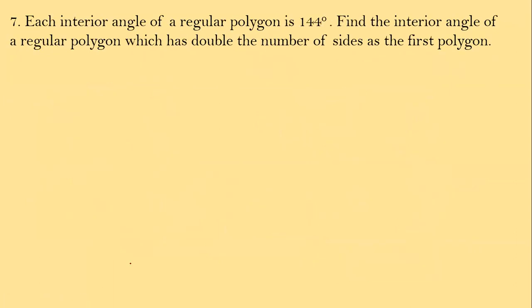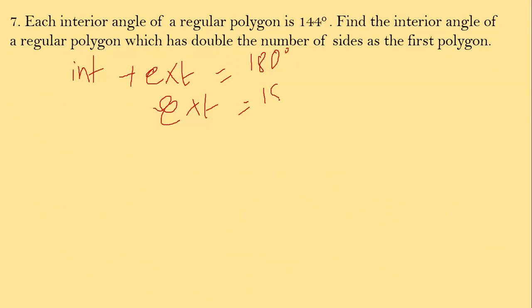Okay, so here is again another question, that is each interior angle of a regular polygon is 144 degree. Find the interior angle of a regular polygon which has double the number of sides as the first polygon. So again what I have to remember, each exterior angle, तो हम लोगों को क्या relation पता था, interior angle plus exterior angle is how much? It is equals to 180 degree, right? So exterior angle will be how much? 180 degree minus interior, right?